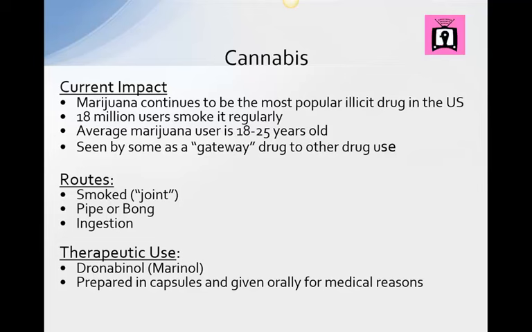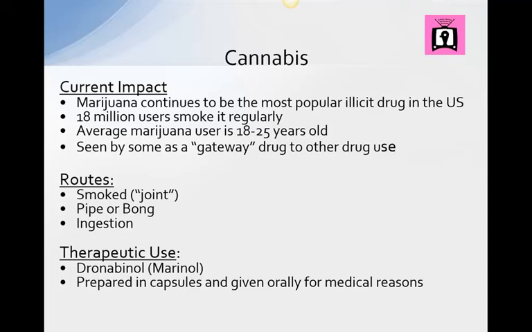So here are some statistics for you. Again, the routes of administration: they're smoked or they may be vaporized. The smoke may be vaporized and inhaled through a pipe or a bong. Okay. It also can be ingested. Now, marijuana, there's been some debate as of late. You probably have heard this on the news, but there have been 4 states that have actually legalized marijuana, and those would be Colorado, Washington, Alaska, and Oregon. Okay.